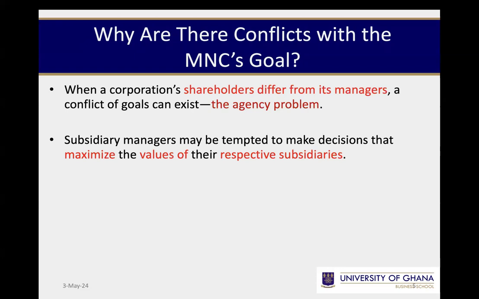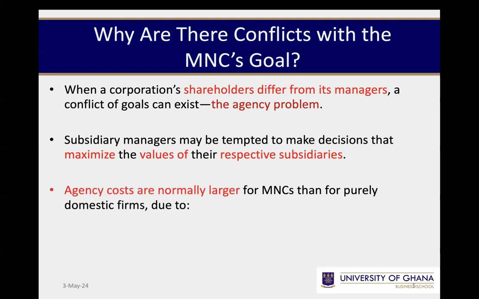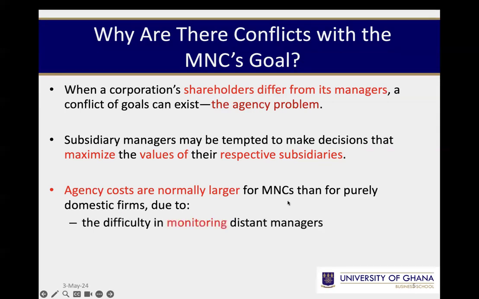Part of the multinational's agency problem can stem from the fact that subsidiary managers may be tempted to take decisions that maximize the values of their respective subsidiaries without necessarily focusing on the whole firm. As I said earlier, agency costs are normally larger for multinationals than for purely domestic firms because distance is a problem. It's quite difficult for a multinational to monitor distant managers because they are so far off.